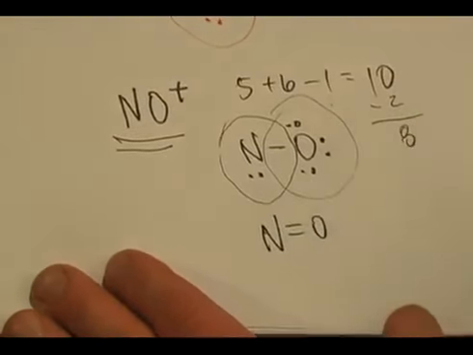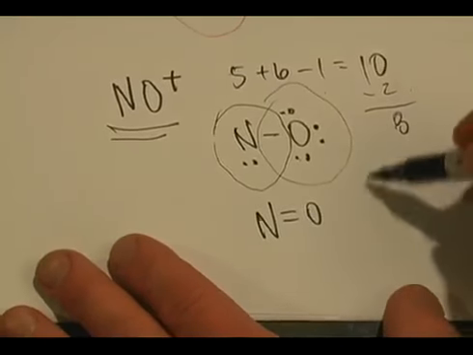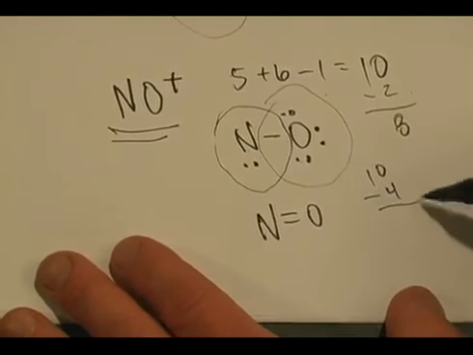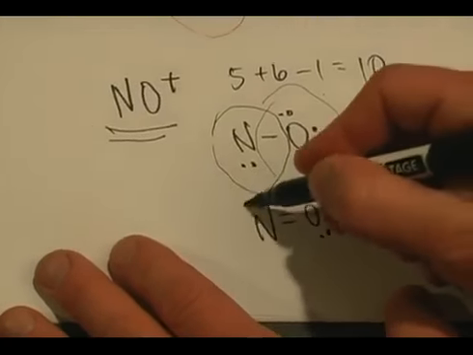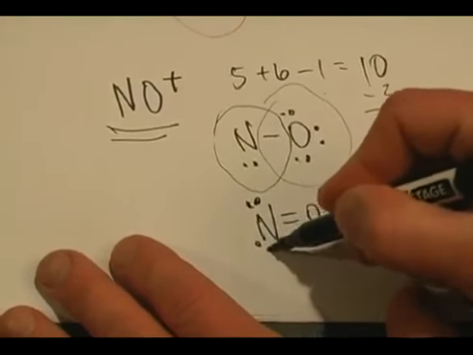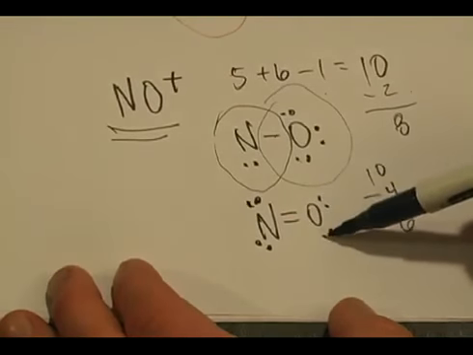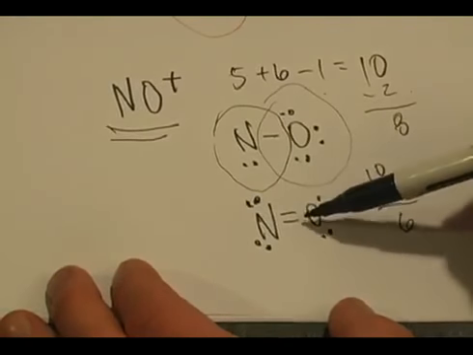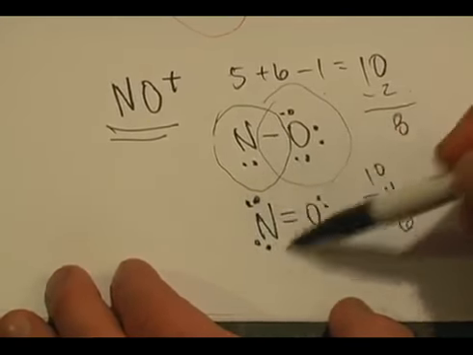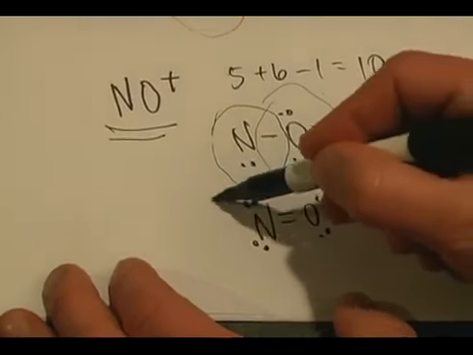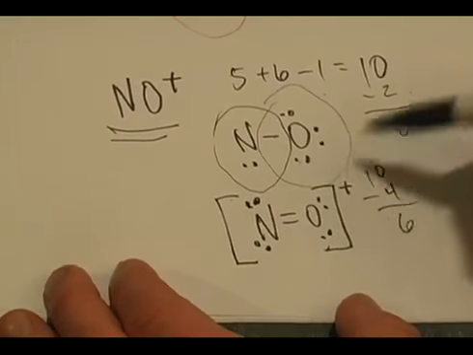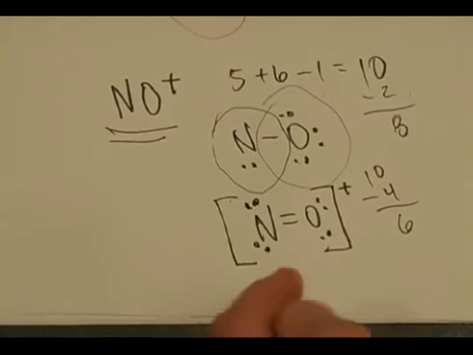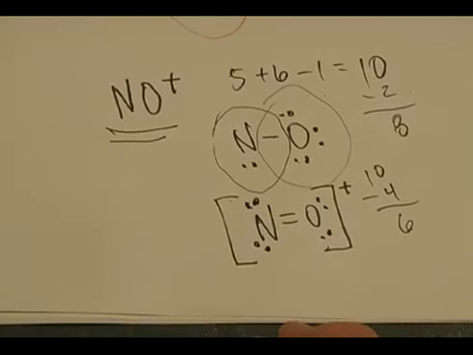N double bond O. This takes up 4 electrons. Remember, I started with 10. Take away 4, I've got 6 remaining. 2, 4, 6, 8 electrons around oxygen. 2, 4, 6, 8 electrons around nitrogen. Hey, it looks like it's going to work. Now for ions, put them in brackets and put the little charge up above them too. And that indicates that this is a possible Lewis dot structure for NO positive 1 charge.